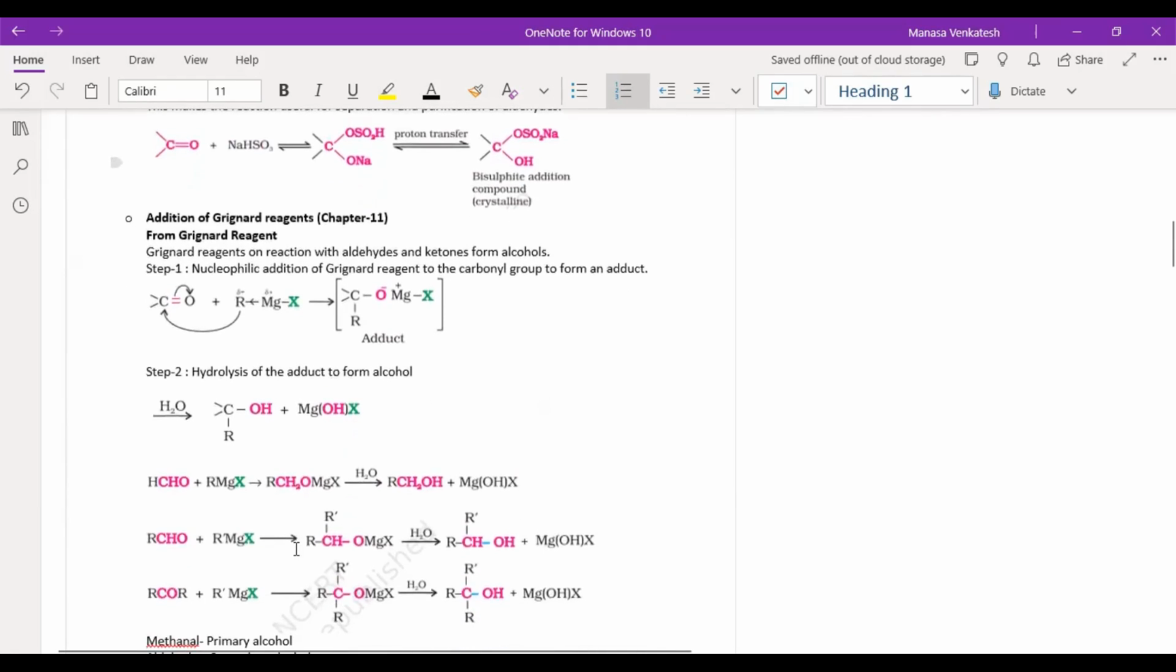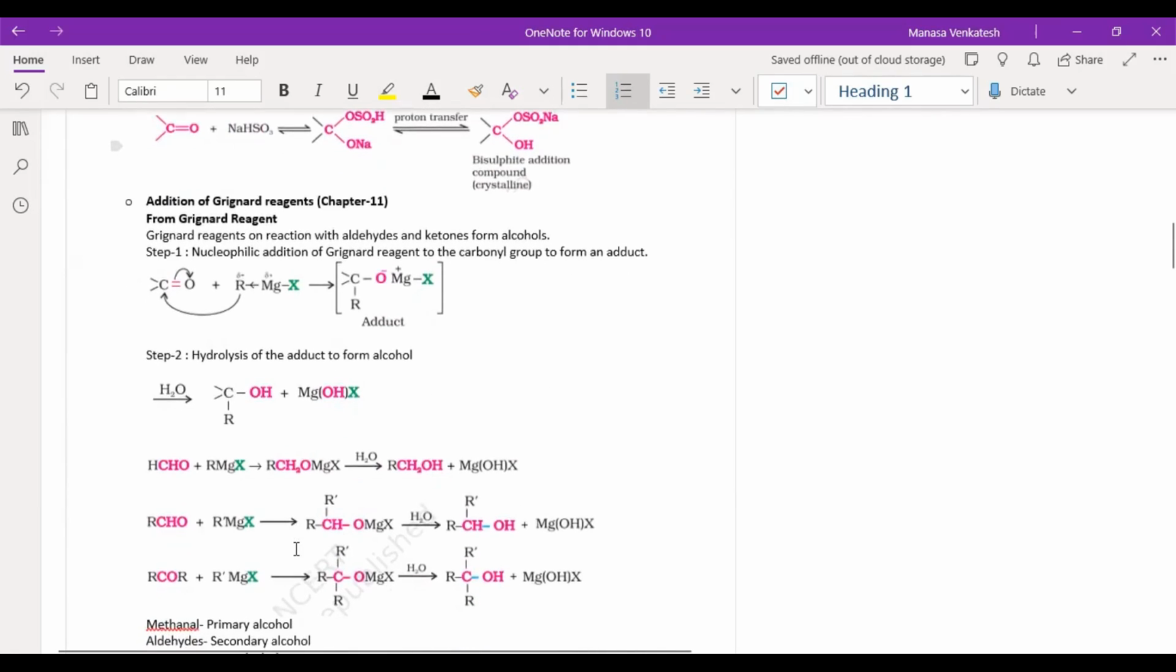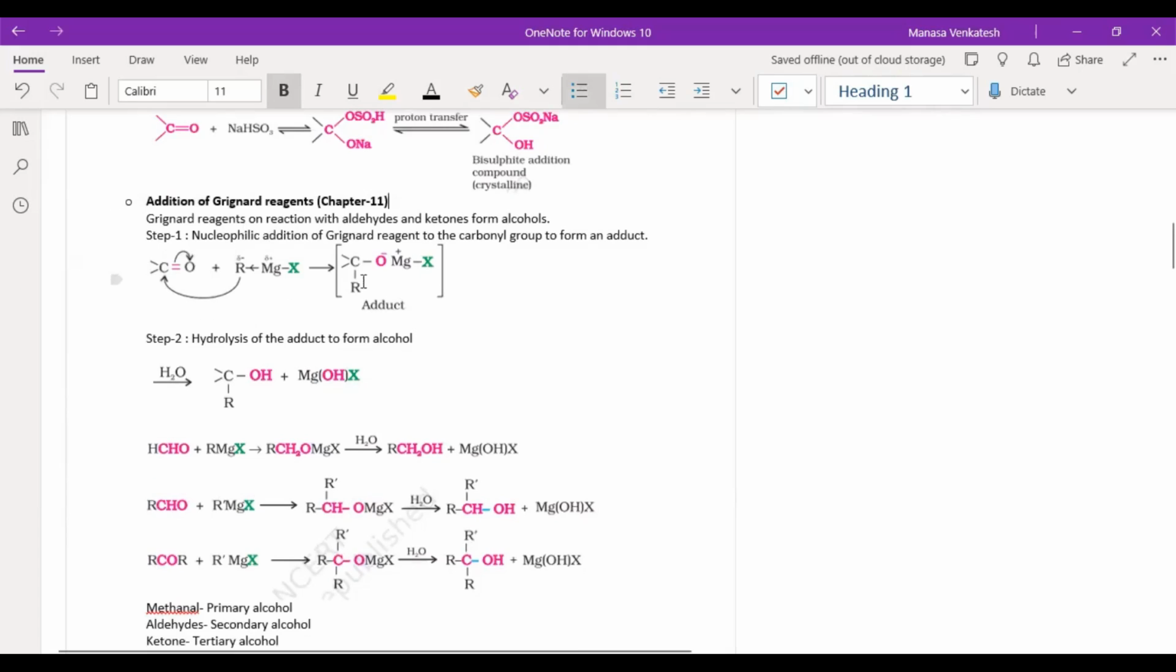Now, this particular reaction was studied in chapter 11, that is alcohols, phenols, and ethers, and this was used for the synthesis of alcohols from aldehydes and ketones. So here it consists of two steps. First, nucleophilic addition of the Grignard reagent. Here the Grignard reagent is going to act as a nucleophile to form an adduct, and this adduct is going to undergo hydrolysis to give us an alcohol.